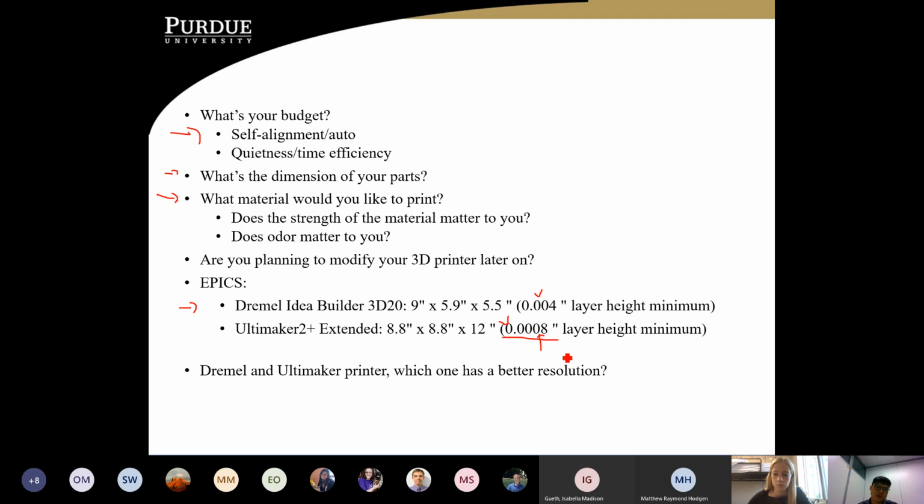Again, all of these have a trade-off. When you consider printing something with a smaller dimension, it takes a longer time. And at the end, what is something that you want to balance off?